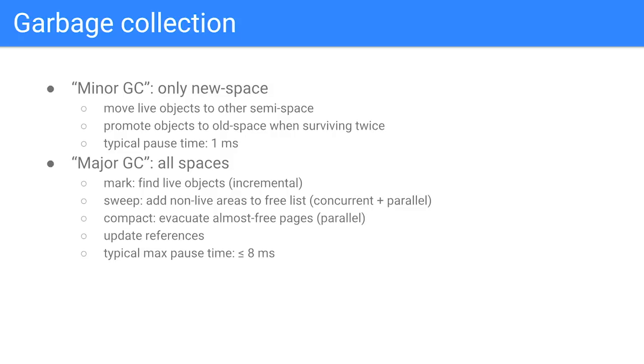It sometimes does compaction. That means on an almost empty page, all the remaining objects are evacuated onto some other page, and the page is given back to the operating system. We try to avoid that because it tends to be slow. The GC also needs to update references. Anytime an object moves around, any pointers referring to that object need to be updated to refer to the new location. And this leads to a maximum pause time of that last atomic pause of about 8 milliseconds or less.